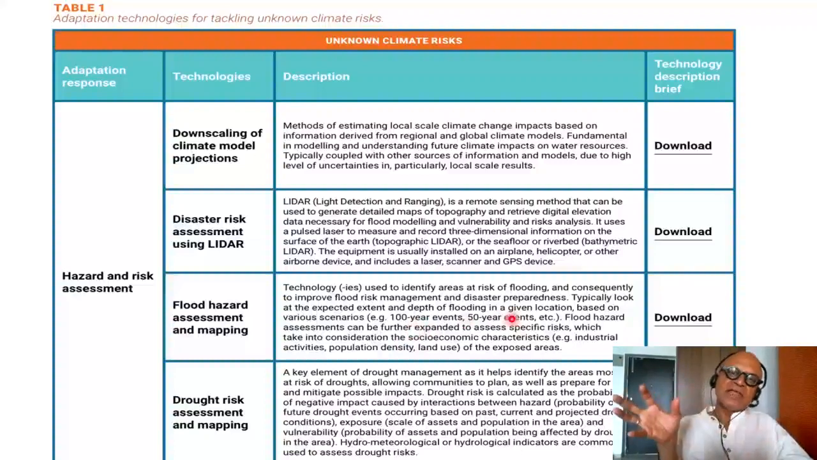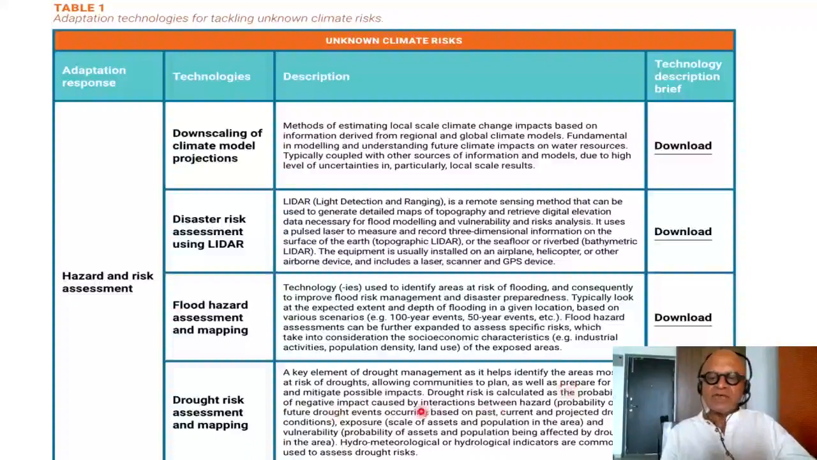So most of the urban centers are designed over a long period of time for certain rainfall ranges and return periods, but climate change shortens the return period. 100-year events may begin to occur every 50 years or shorter, and similarly 50-year events may become more frequent. So these have to be used in flood hazard assessment and mapping, and design adaptation responses for hazard risk and assessment.